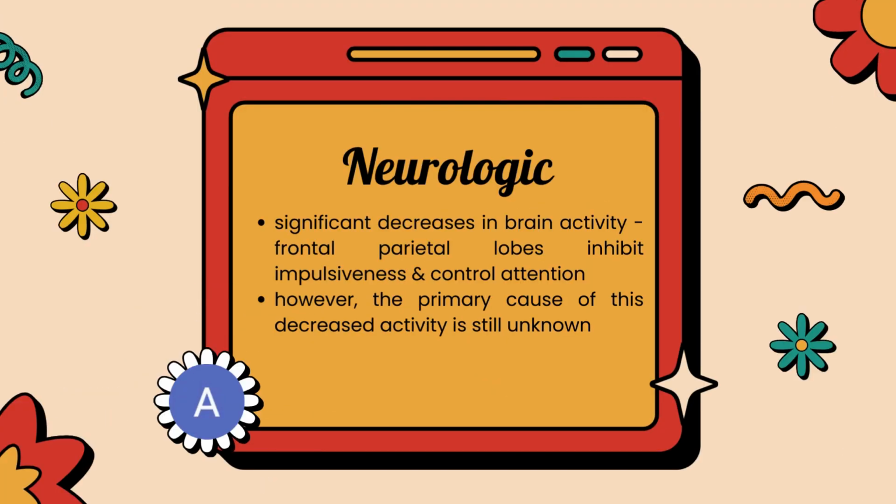In neural imaging studies, a significant decrease in brain activity in the frontal parietal lobes, which inhibit impulsiveness and control attention, has been demonstrated in adults with ADHD. However, the primary cause of this decreased activity is still unknown.